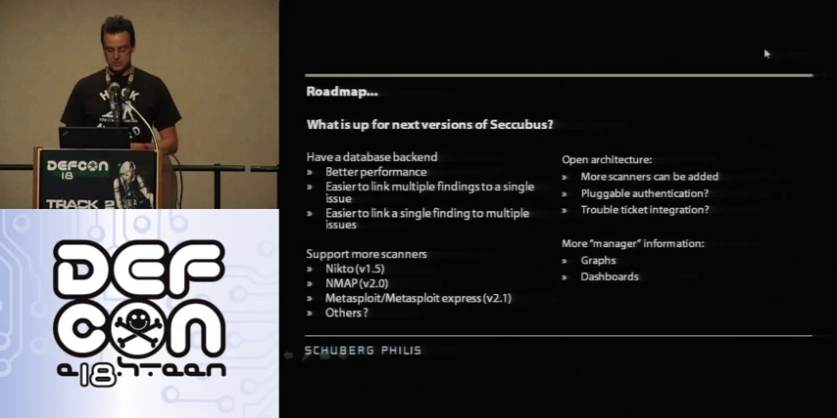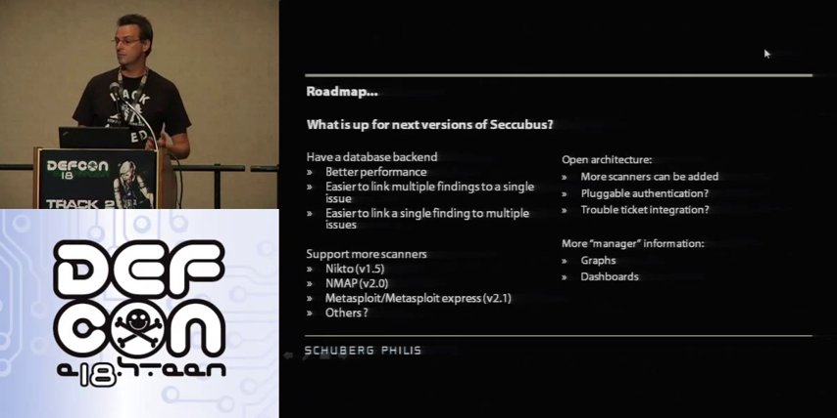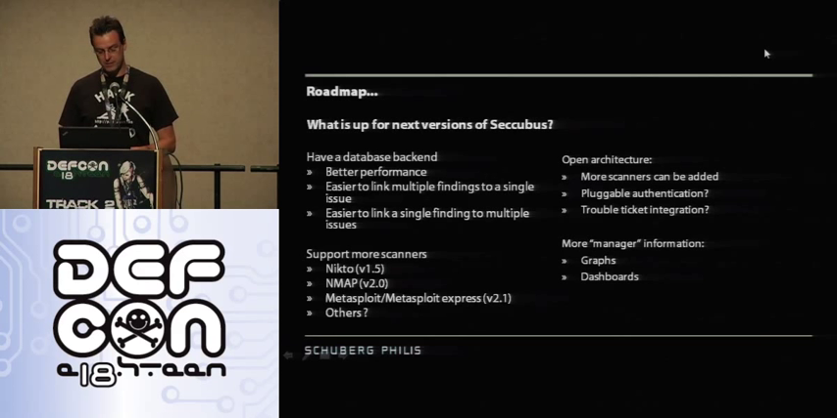We want to support more scanners. We're going to support Nikto in version 1.5. We want to support Nmap in version 2.0, Metasploit and Metasploit Express in version 2.1. And one of the reasons I'm here is to solicit your opinions about what other tools we should include and be compatible with. We plan to make it a more open architecture with things like maybe pluggable authentication, maybe trouble ticketing integration, and more reporting. Things like graphs, dashboards, audit trails, who did what, trends over time. I don't know what you guys need, tell me.